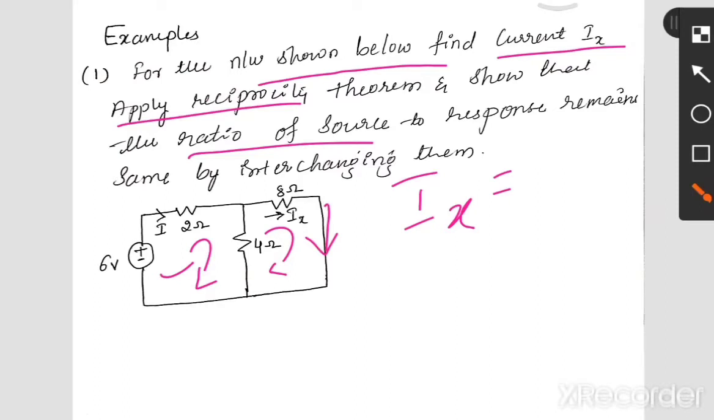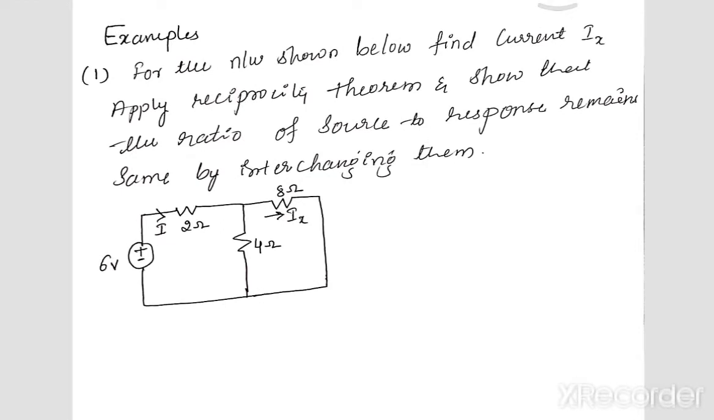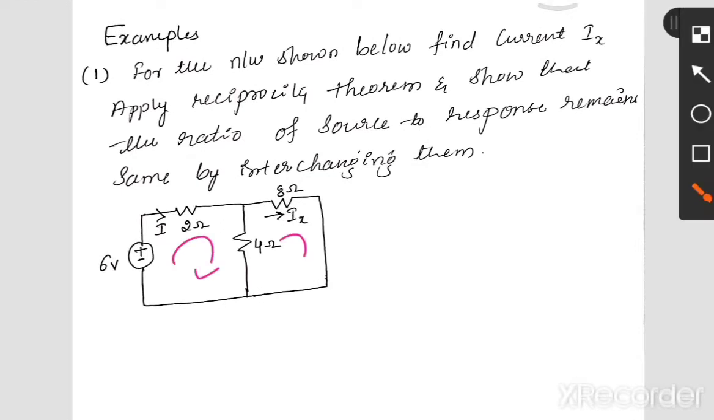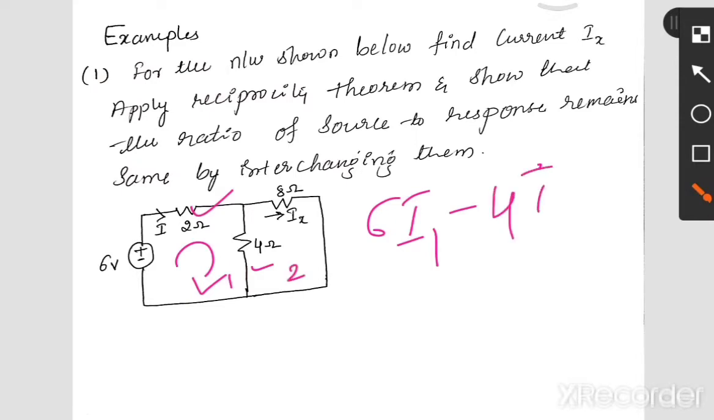We'll go along with KVL. Let's apply KVL for this loop and for this loop. For this one I'll take I1 and for the other I2. So here I2 is nothing but your Ix. Let's apply KVL for both loops, taking the first loop. Directly we can write 2 ohm plus 6 ohm, therefore 6 I1 minus 4 I2, because the current flowing through this 4 ohm is not only I1, I2 is also flowing. So it is 6 I1 minus 4 I2 equal to 6 volts. Let's call this equation number 1.